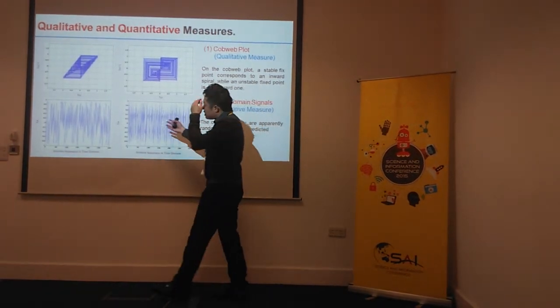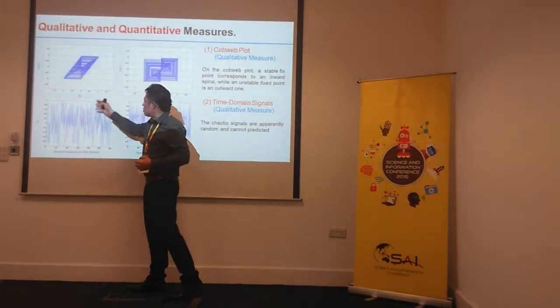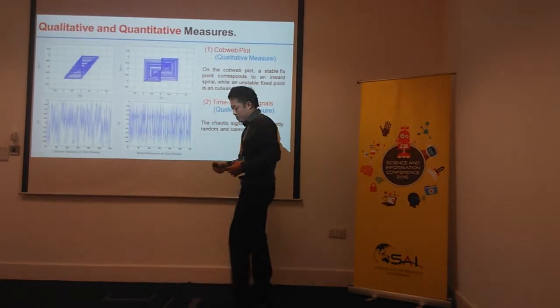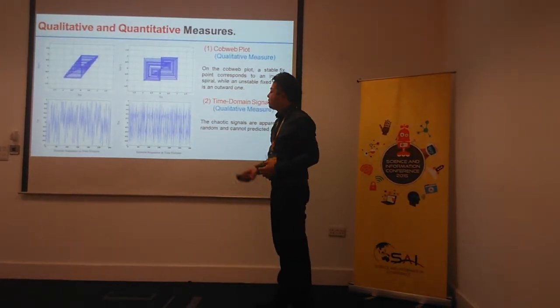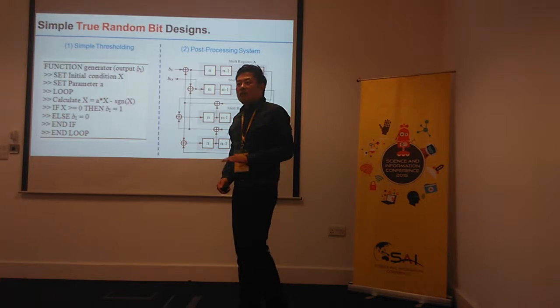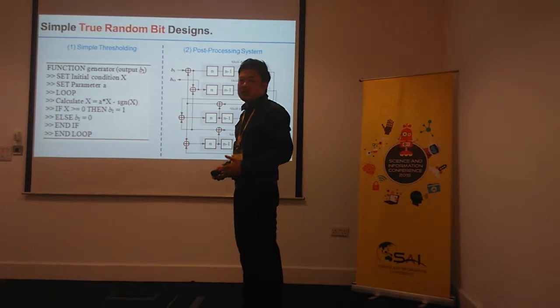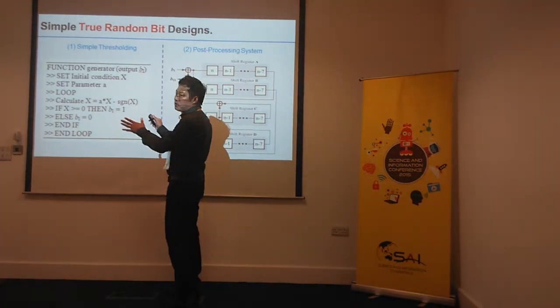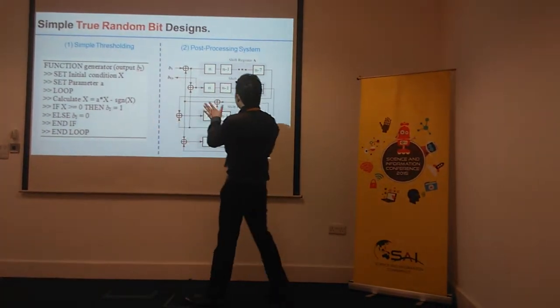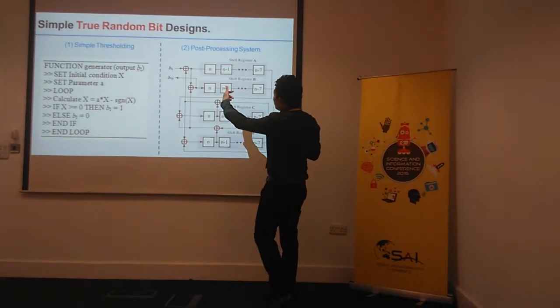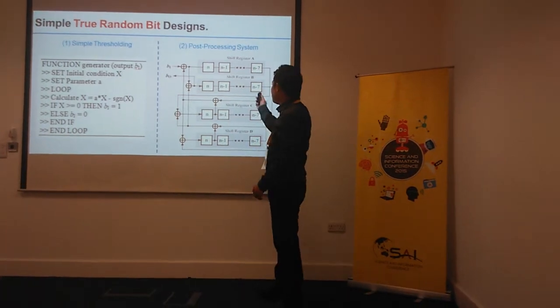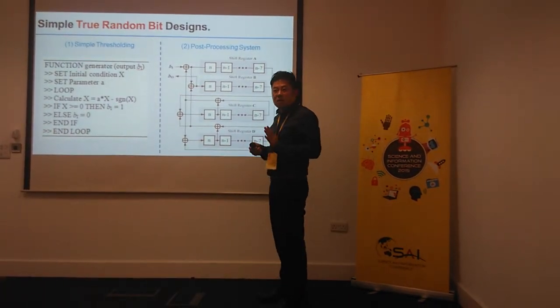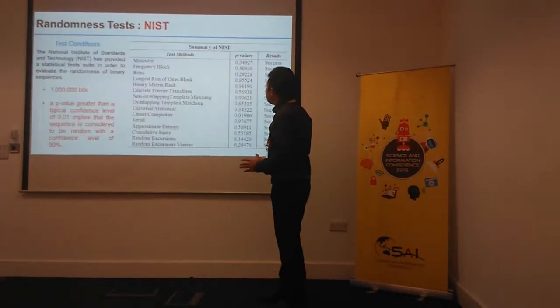And finally, you could see that this is the output signal in the time domain for the two systems. They are random. Here, we use a very simple technique to get the random bits. We just threshold using a very simple program like this. And then we put it into the post-processing system here, the shift register, in order to synchronize the clock.